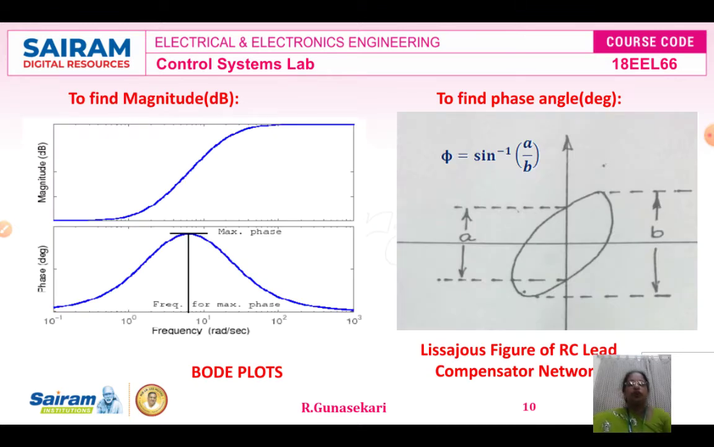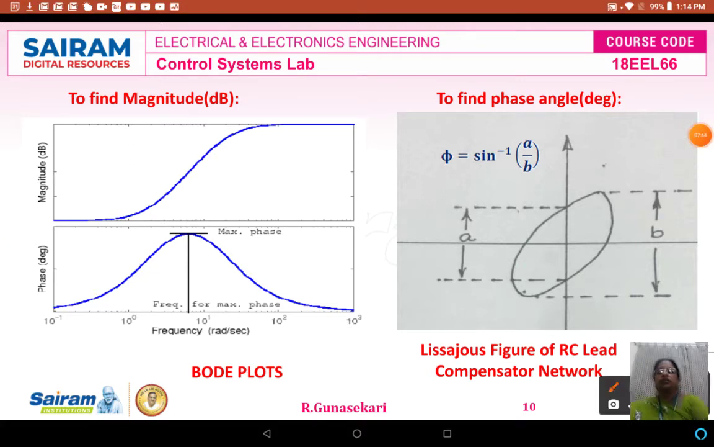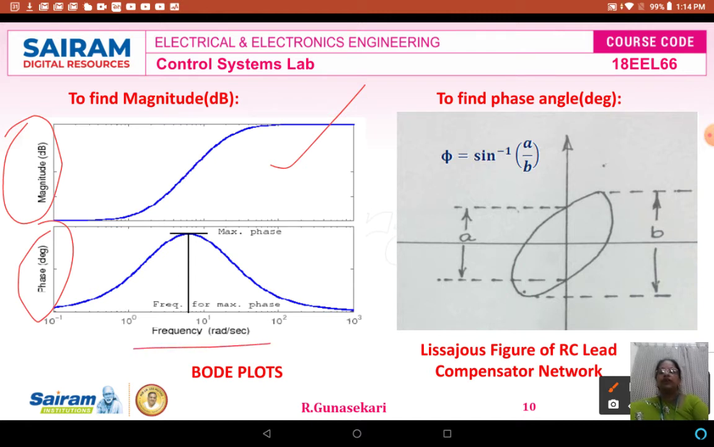Now, we draw the Bode plot for the lead compensating network. First you can find the magnitude and the phase. This is the first half, the magnitude in decibels. From this length, you can find the magnitude of the lead compensating network. The second part is to find the phase angle in degrees. The x-axis is frequency, and the y-axis is phase in one and magnitude in the other. We can get this graph.